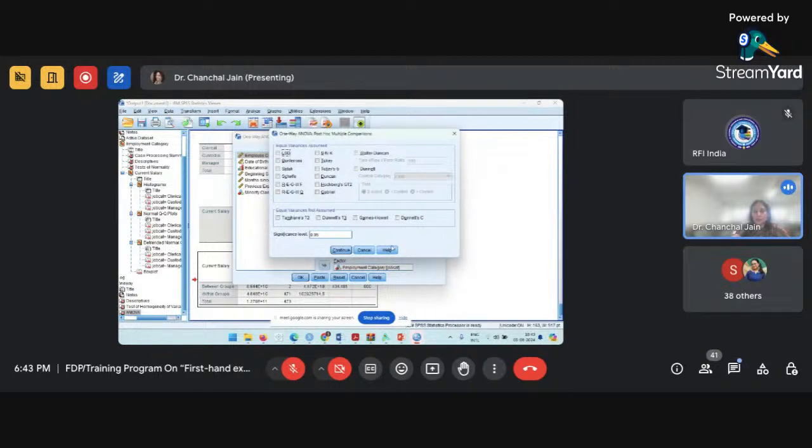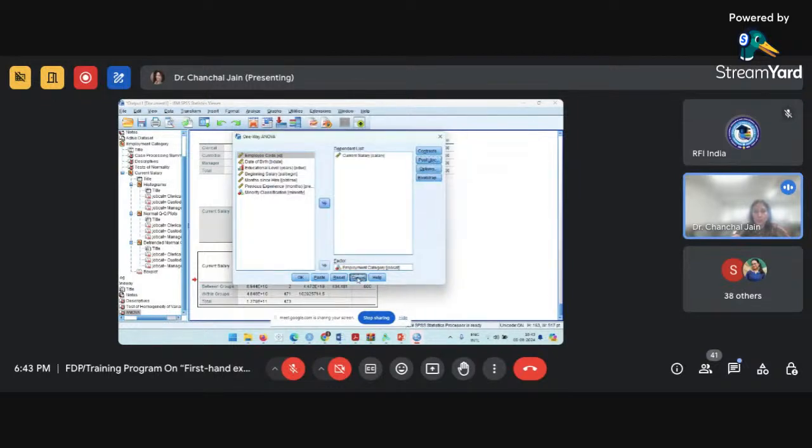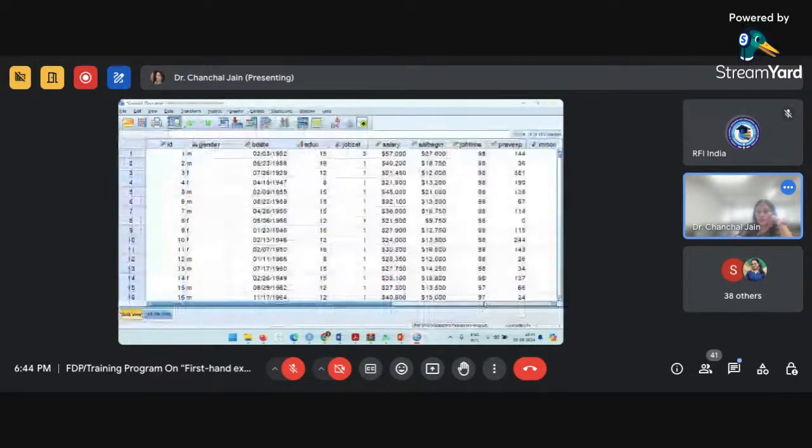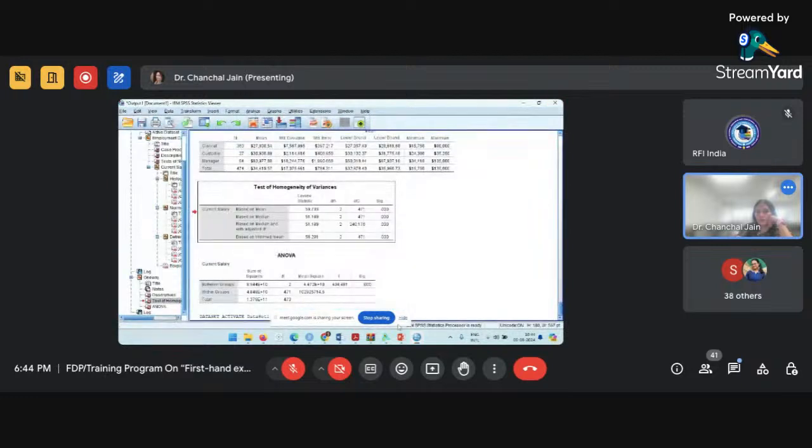Just a minute, I need to go back. I'm closing all this. Here you need to see the test of homogeneity of variances. What inferences have we drawn? What interpretation have we drawn from here? Anyone? I think I just discussed the interpretation part of this. Can anyone tell me what interpretations we have drawn?